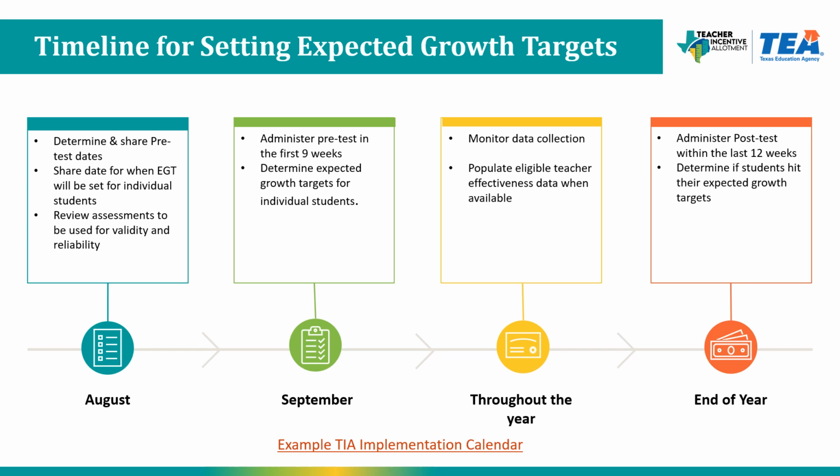In September, districts will administer the pre-test within the first 9 weeks, or 6 weeks for those semester-long courses, and then determine expected growth targets for individual students for most of the models presented in this presentation. Throughout the school year, districts should be monitoring data collection. At the end of the year, the district will want to administer the post-test and then determine if students hit their expected growth targets. For the purposes of this presentation, we will examine setting those expected growth targets at the beginning of the year. A more detailed year at a glance is provided in the example TIA implementation calendar linked on this slide.